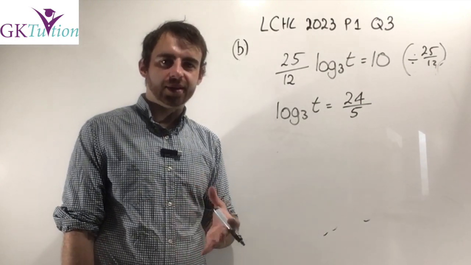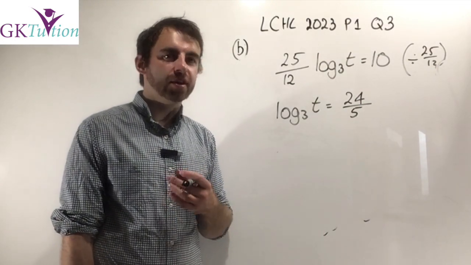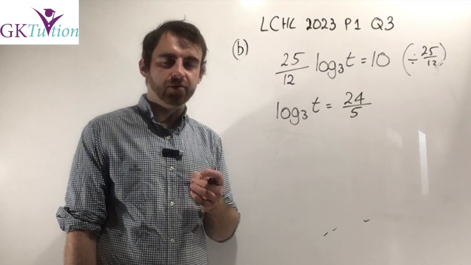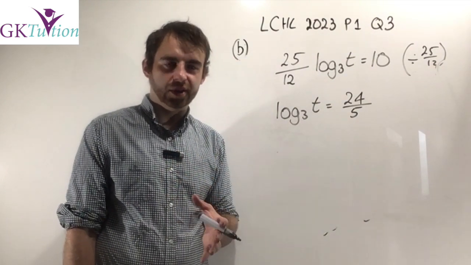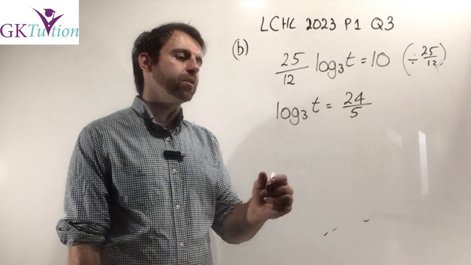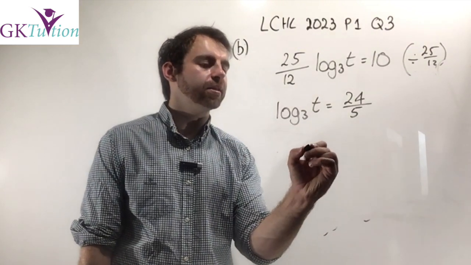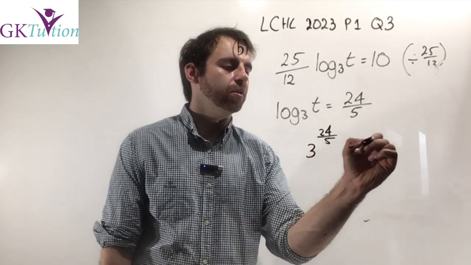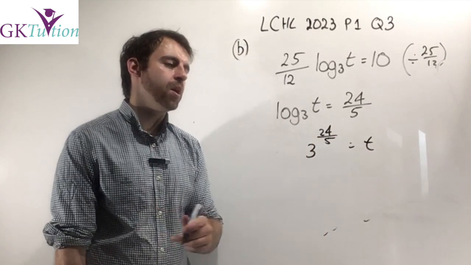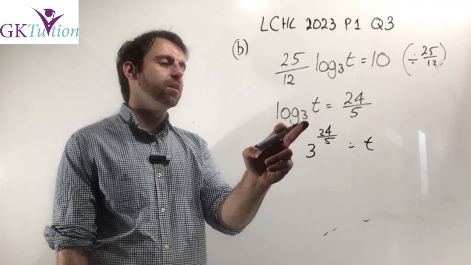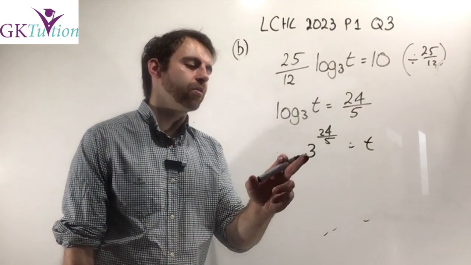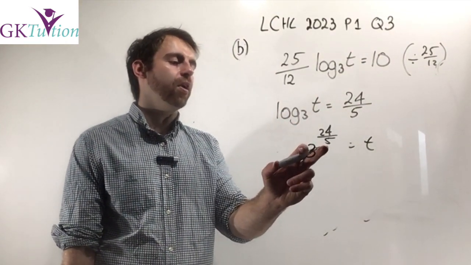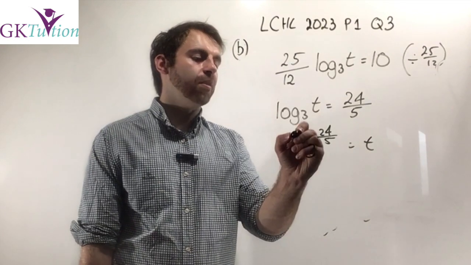Now you need to go to your maths tables on page 21 and look at the very first rule of logs that we studied. The very first rule of logs told us that the base to the power of the answer, or the right hand side, is equal to the larger number in the log. In other words, if log t to the base 3 equals this, I can say that 3 to the power of 24 over 5 is equal to t. And that's my final answer.